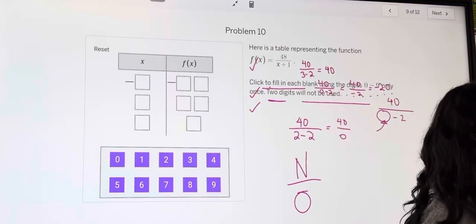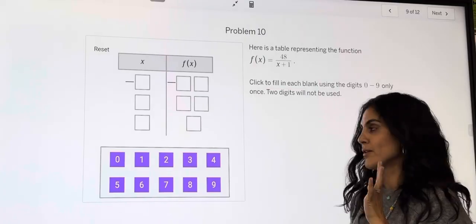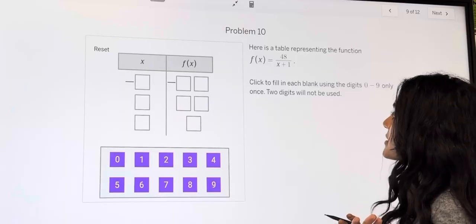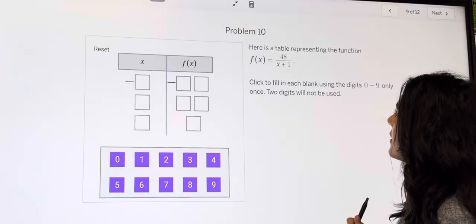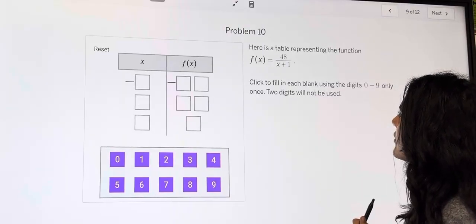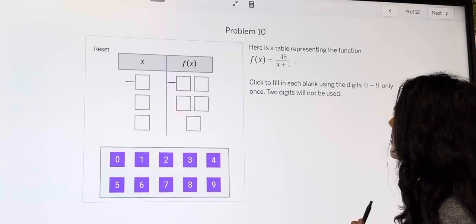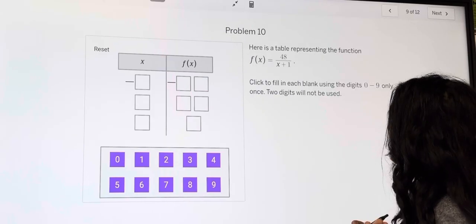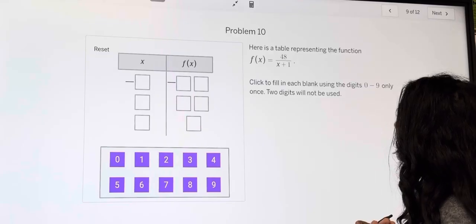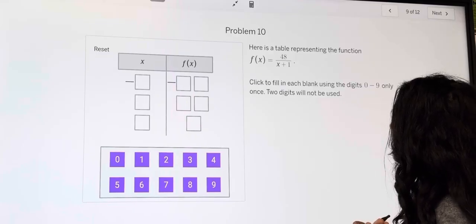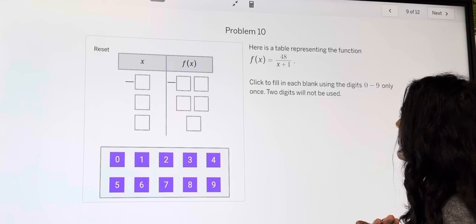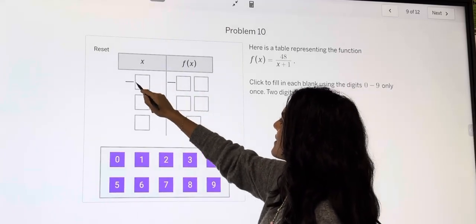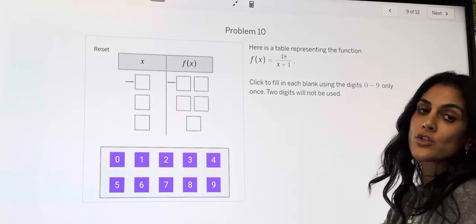Let's see what else they have for us. Oh, this question. Okay, you guys. I tried this in first period with a student, and I was stumped. What are those little lines? Here is a table representing, are these negatives? I didn't know it could be negative. These are negatives, that changes things. Oh my gosh, okay, let's do this.